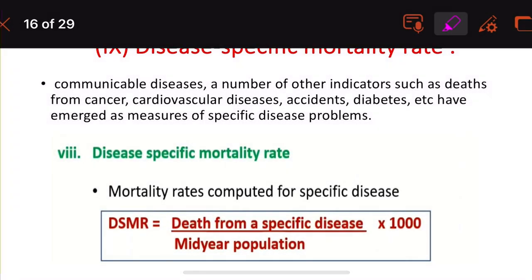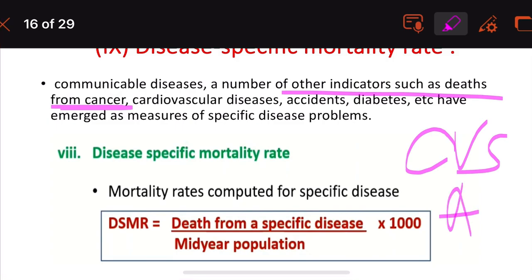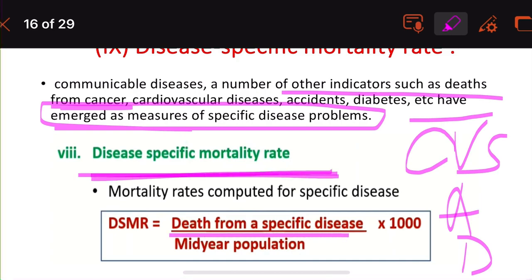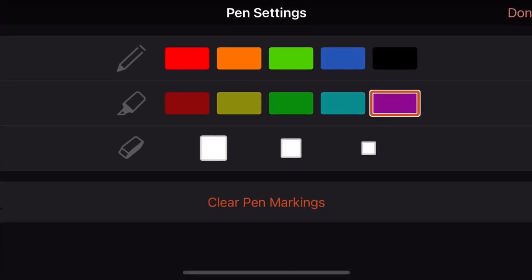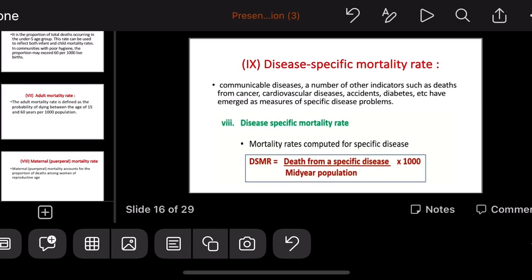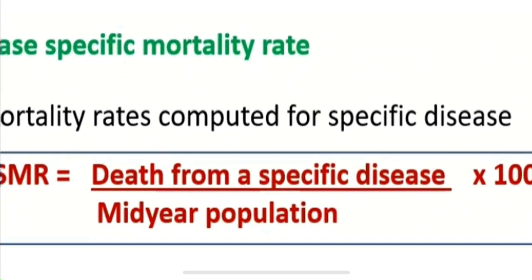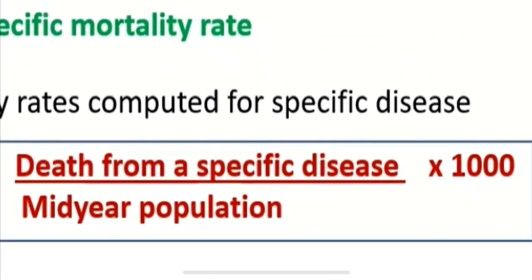Communicable diseases, and a number of other indicators such as deaths from cancer, cardiovascular diseases, accidents, diabetes, etc. have emerged as a measure of disease specific problems. Disease specific mortality rate is the deaths from a specific disease divided by the mid-year population, expressed per 1000. Clear, guys? The same formula applies everywhere. The only thing you have to remember is disease specific: the deaths from a specific disease by the mid-year population of that period of that year into 1000.